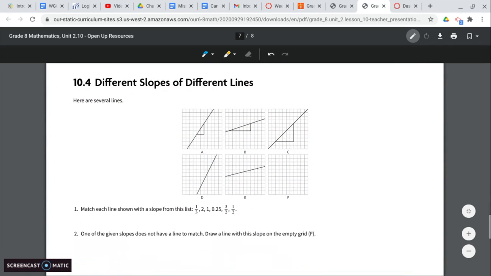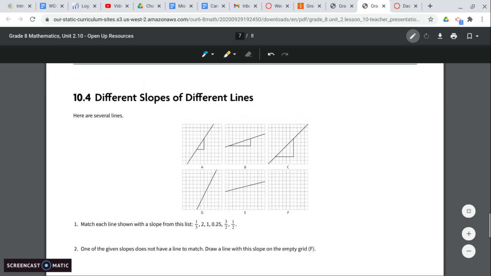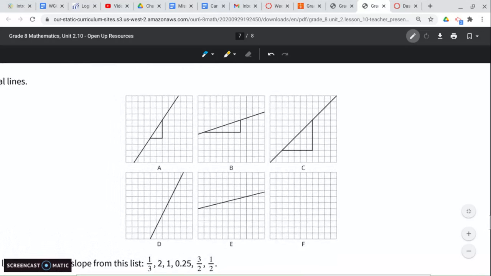All right, so here are several different lines. We have all these lines, some with slope triangles, some without, and we want to match each line shown with a slope from the list. One of the slopes does not have a line to match. Draw a line for this in the empty grid. I'm going to make this much bigger so we can see it.